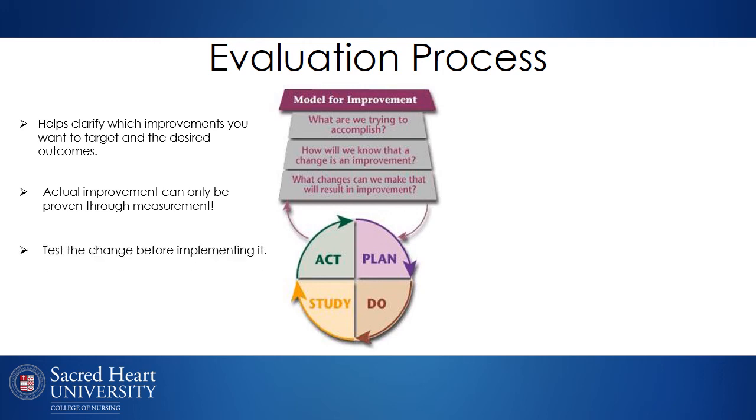What changes can we make that will result in improvement? Improvement occurs when a change is implemented, but not all changes will result in improvement. One way to identify which change will result in improvement is to test the change before implementing it. So start small with one condition to a select number of patients. Measure their data and then expand.